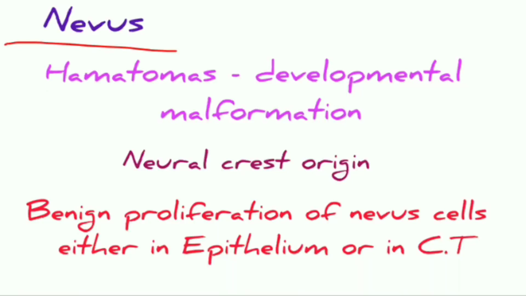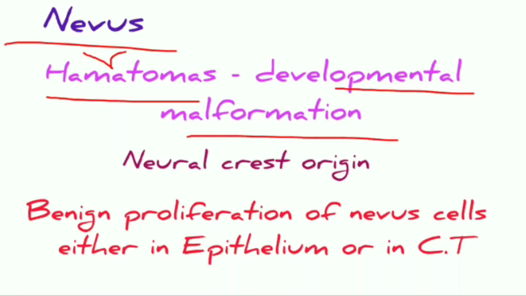So nevi are nothing but hamartomas. Here the R will be there. So what is a hamartoma? A malformation that presents as a mass of disorganized tissue indigenous to a particular site. That's what we are calling hamartomas. So it is nothing but a developmental malformation, and this nevus is derived from neural crest origin.